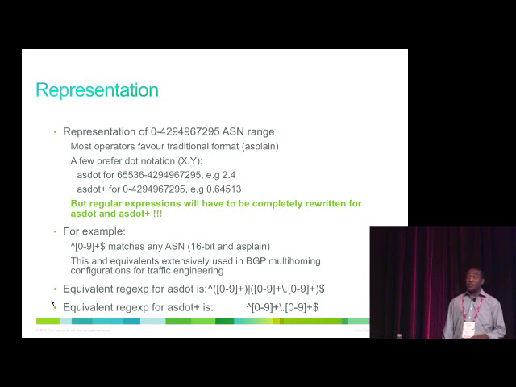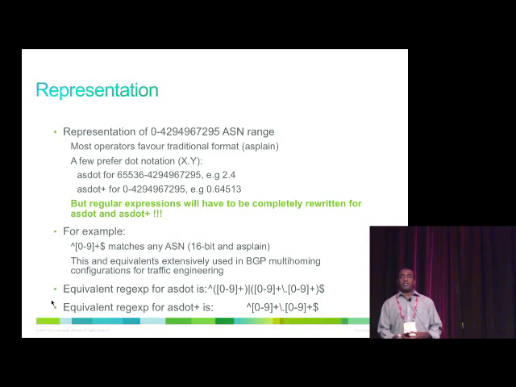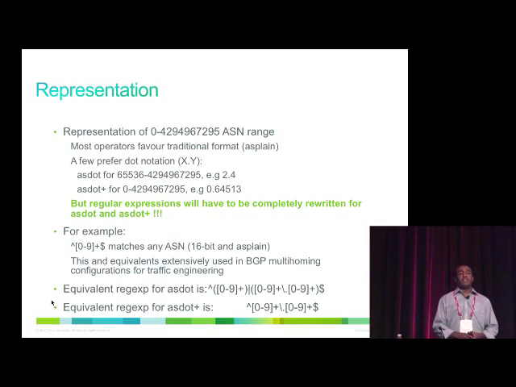So, representation. It's very difficult to represent a 4 billion number in a nice way, so some people want to change that and use a dot notation: split the ASN into two 2-octets instead of one 4-octet number. As a result, we have 3 different formats.